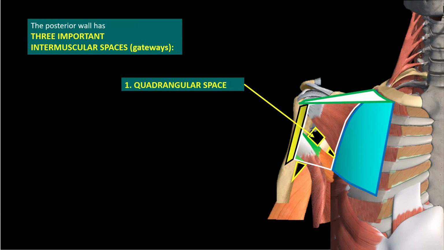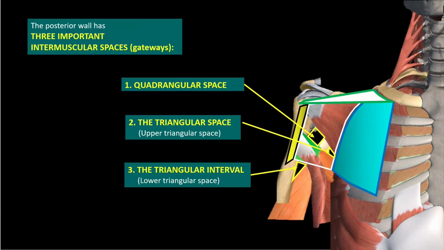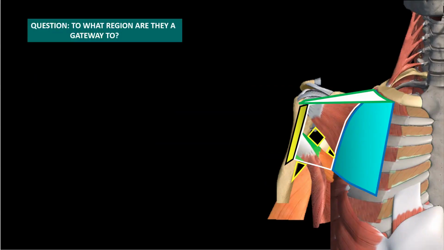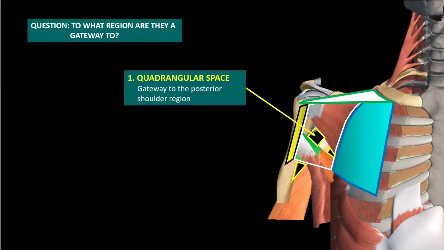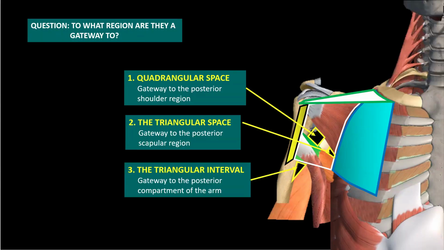1. The quadrangular space. 2. The triangular space or the upper triangular space. 3. The triangular interval or lower triangular space. Question: to what region are they gateway to? The quadrangular space is the gateway to the posterior shoulder region. 2. The triangular space is the gateway to the posterior scapular region. And 3. The triangular interval is the gateway to the posterior compartment of the arm. Let's enlarge the picture.